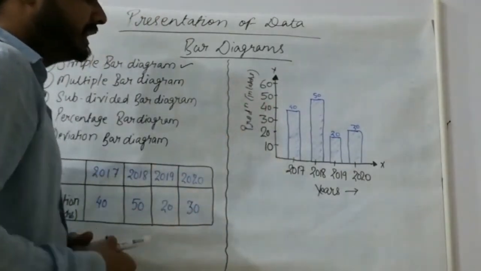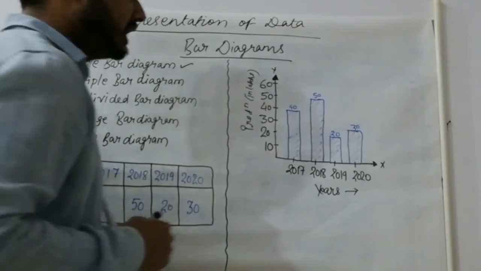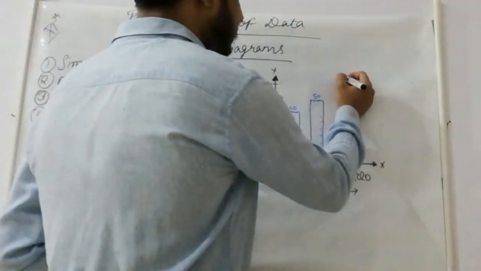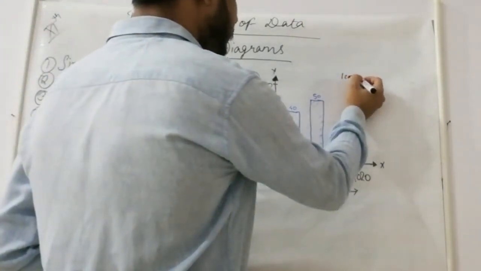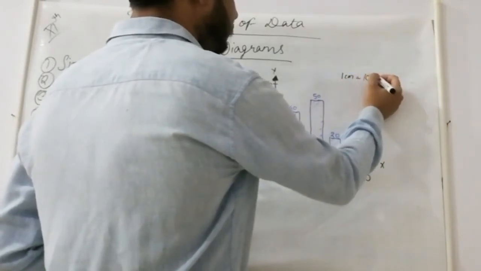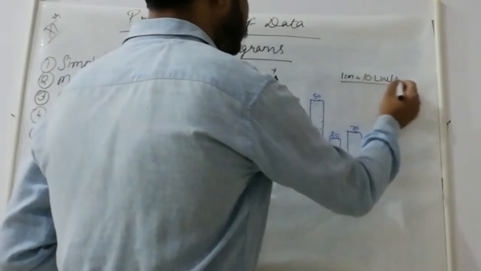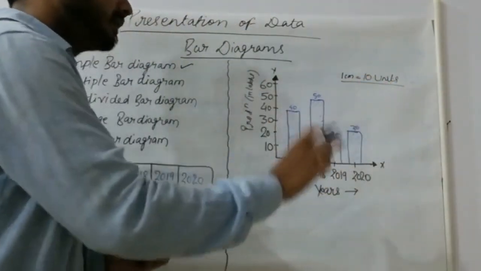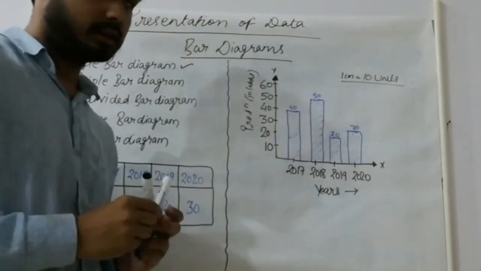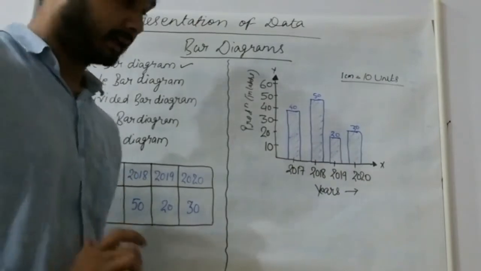So here we will need to write that we have taken 1 centimeter equal to 10 units. This we have to show. So this is the way we can make a simple bar diagram.